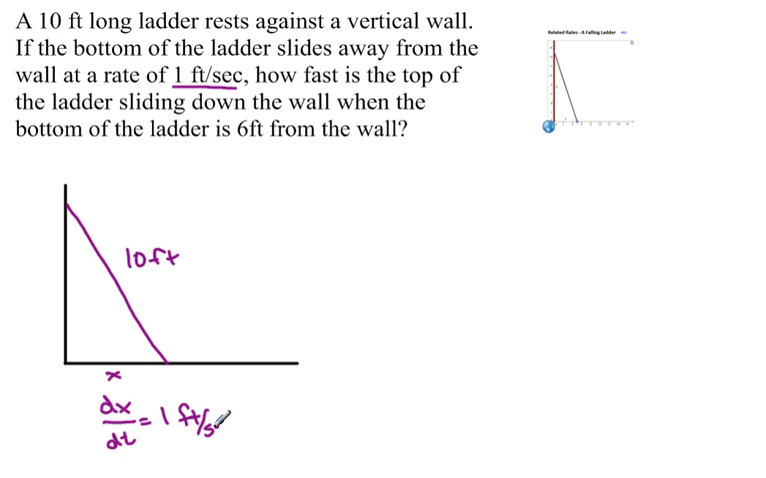1 foot per second. Now since I called this distance x, it makes sense to call this distance y. Now I'm asked how fast is the top of the ladder sliding down the wall. It seems I'm being asked to find dy/dt, and I'm asked to find it when the bottom is 6 feet from the wall. Now you might be tempted to put a 6 here, but it's not always equal to 6. Remember, this ladder is moving, so I don't actually want to put that value there lest I think it's always 6. So right here I'm going to say find dy/dt when x equals 6.